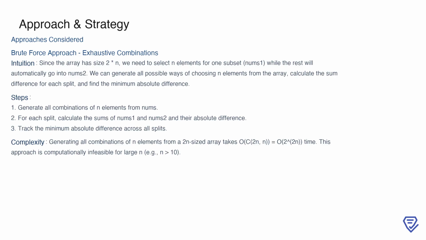However, the primary downside of this approach lies in its computational complexity. Generating all combinations of n elements from a 2n-sized array involves O(C(2n, n)), which grows exponentially as n increases. For example, when n exceeds 10, the number of combinations becomes infeasibly large, making this approach impractical for larger inputs. While simple in concept, the brute force method is not efficient for solving the problem within reasonable time constraints.